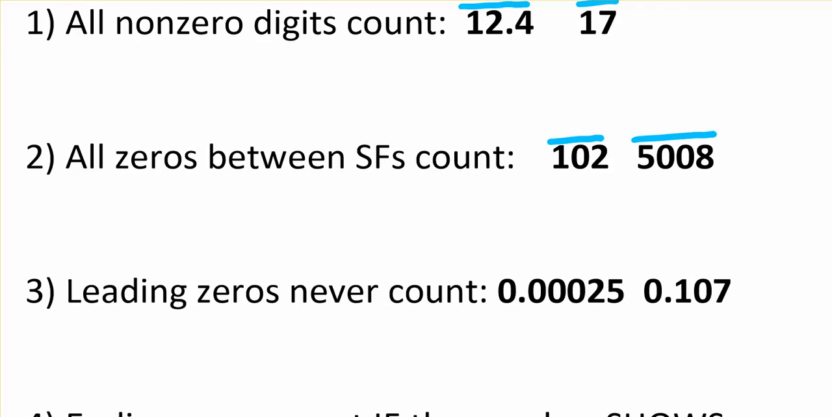However many are sandwiched in there, they count. Leading zeros never count. So on this number, only these two are significant. It doesn't matter where the decimal place is. All of these are leading zeros and they don't count. On this one, the sandwich one counts, so I have 3 that are significant there.